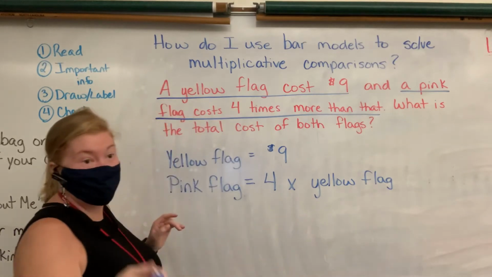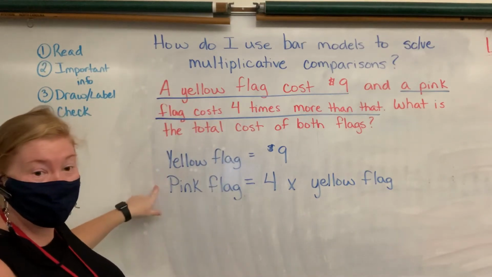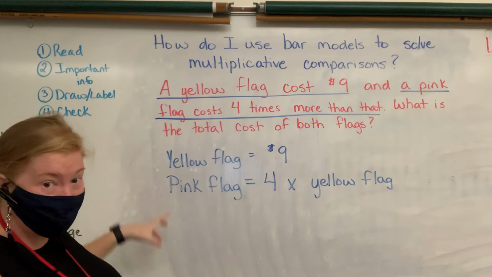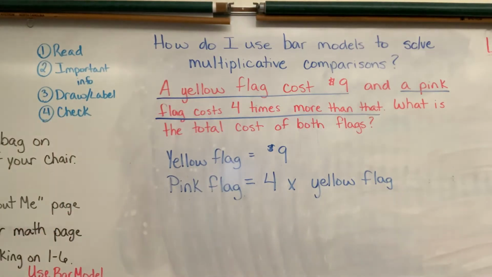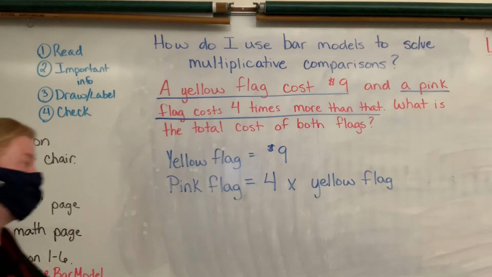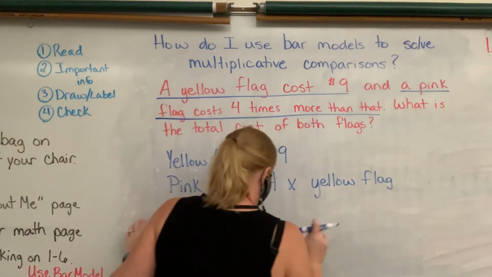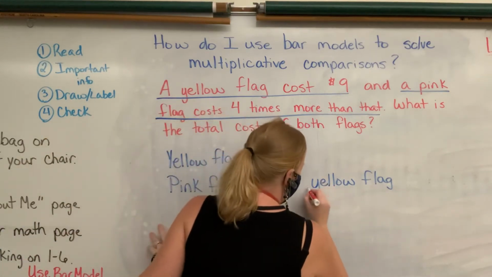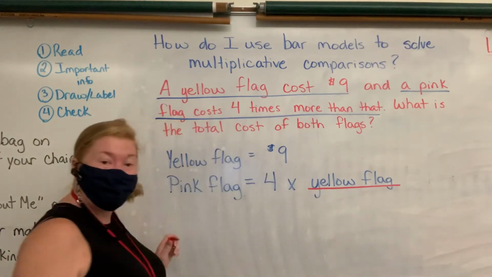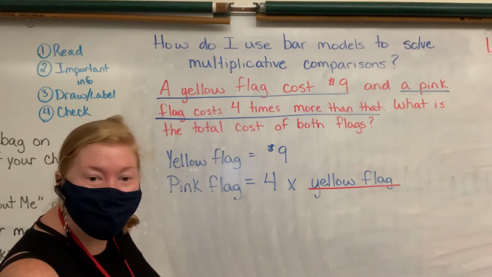If you are in my classroom, your pencil better be moving to get all of this down. If you are at home, I want the same. If I'm writing it, you should be writing it. Perfect. So we've got a yellow flag costs $9 and a pink flag costs 4 times more than that. Now, since I know how much the yellow flag costs, I can actually underline that yellow flag.